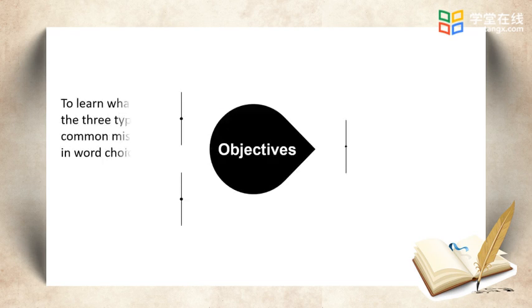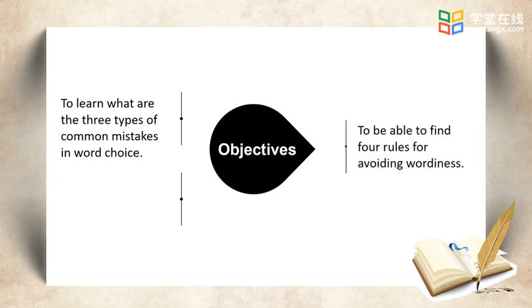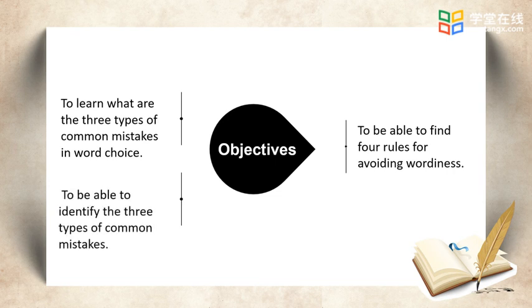Our objectives are: 1. To learn what are the 3 types of common mistakes in word choice. 2. To be able to find 4 rules for avoiding wordiness. 3. To be able to identify the 3 types of common mistakes.